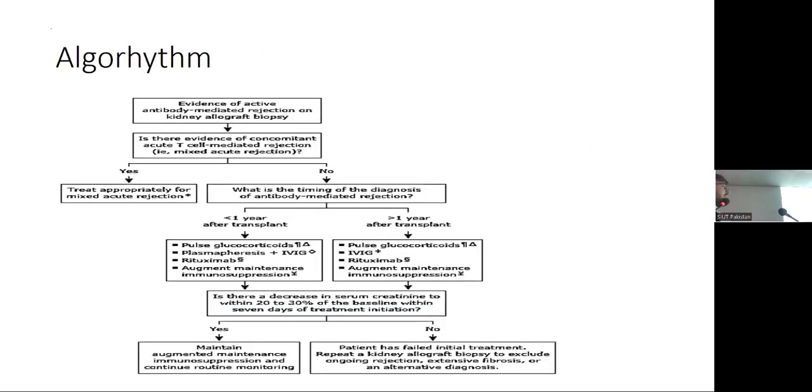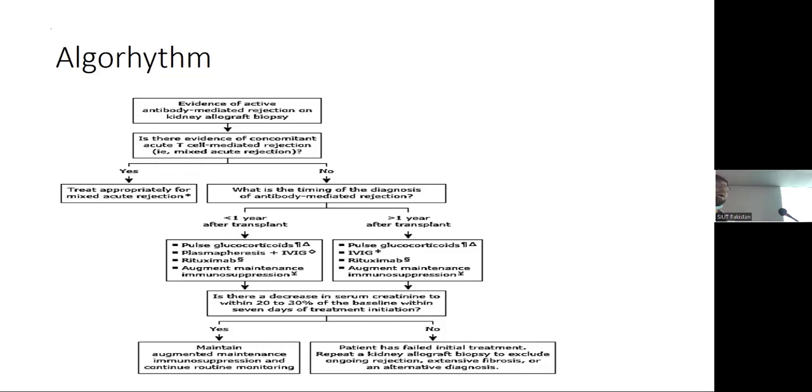Now, this is basically the algorithm for the treatment. If the patient has evidence of antibody-mediated rejection, then we go for biopsy. And if the biopsy shows a mixed rejection, then we treat it as a mixed rejection. If the biopsy shows only antibody-mediated rejection, and the timing is less than 1 year, then we treat with the combination therapy previously mentioned: glucocorticoid, plasmapheresis, IVIG, and rituximab, and augment the maintenance immunosuppression.